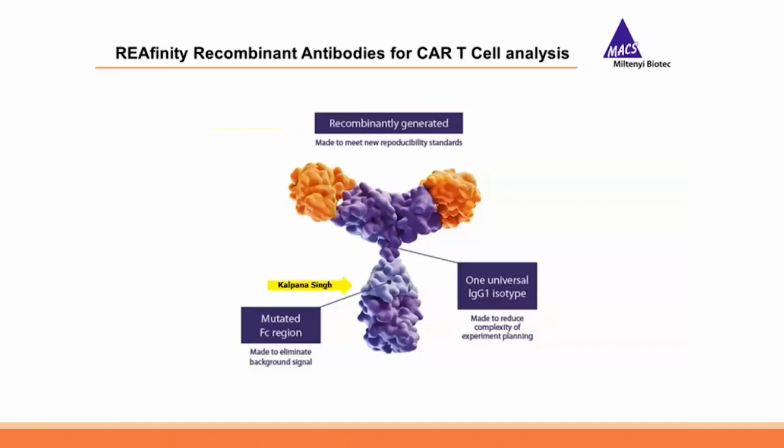They have all been engineered and designed in a way that there is a mutation in the Fc part. That means they do not bind unspecifically to any of the known Fc gamma receptors. And they all carry the same isotype. Therefore, any kind of isotype-dependent variations that might happen during the analysis are eliminated.